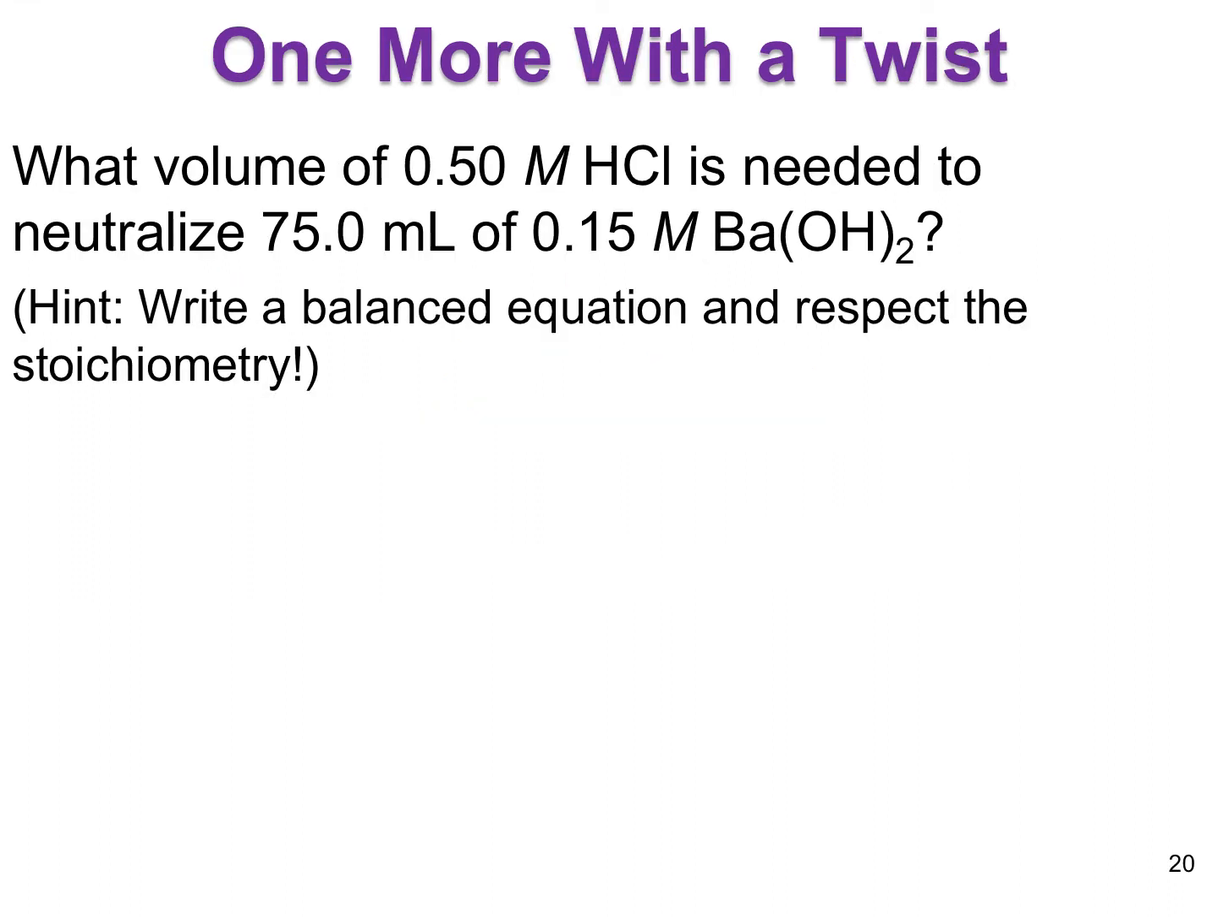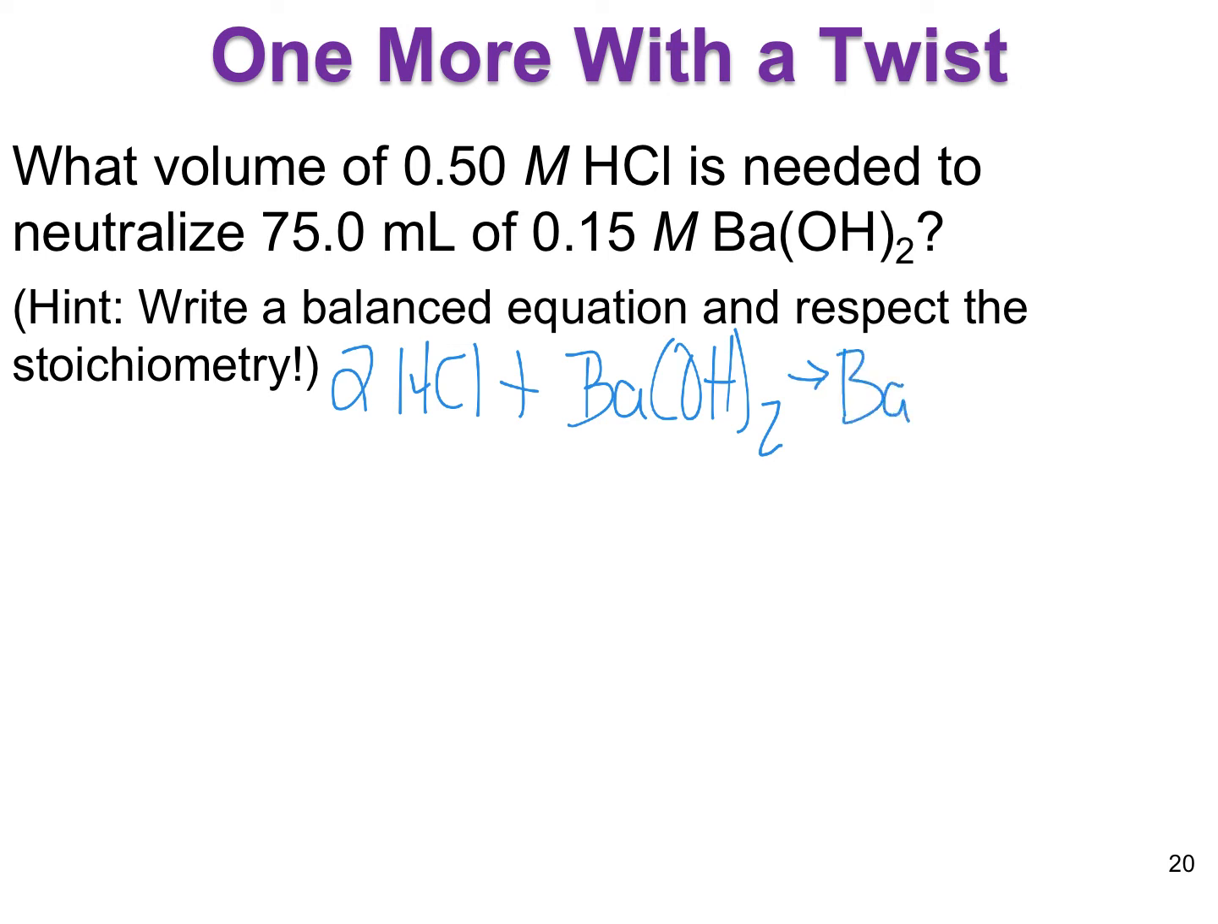What volume of 0.5 molar hydrochloric acid is needed to neutralize 75 mL of 0.15 molar barium hydroxide? The balanced chemical reaction is 2 moles HCl plus 1 mole barium hydroxide produces 1 mole barium chloride plus 2 moles of water.